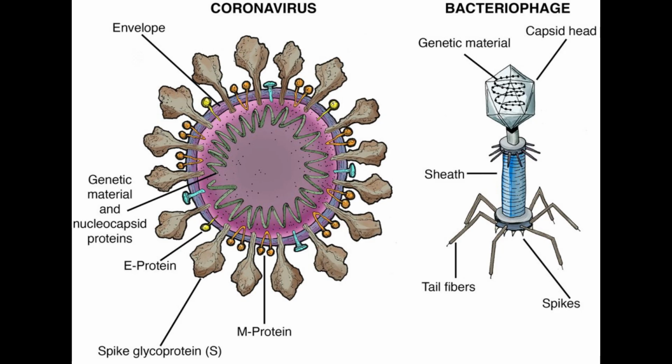2. Every virus also has a capsid. This is a protein shell that surrounds and protects the viral genetic material. It is made up of smaller protein subunits called capsomeres. The capsid can also help the virus to attach to host cells.